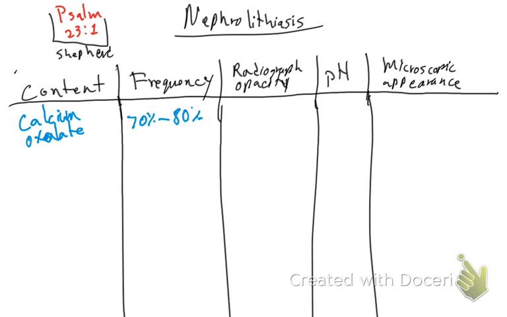Since it's made of calcium, you can see it on the X-ray, and it's higher than others. The pH is going to be, it doesn't have a pH. How does it look microscopically? Microscopically, it has the shape of an octahedron.